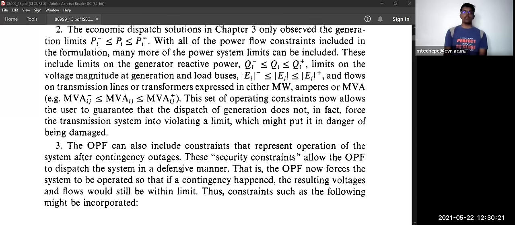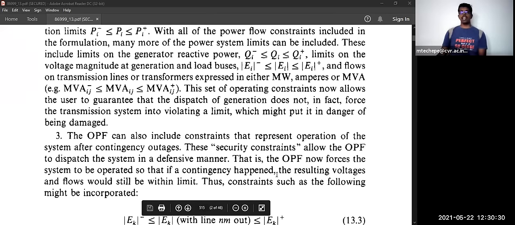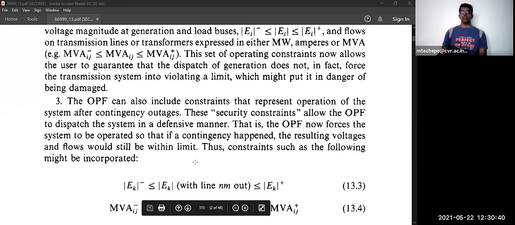So in that scenario, corrective action will also be possible. So OPF now forces the system to operate so that if a contingency happens, the resulting voltages and flows would still be within the limits. Thus the constraints might include the following.